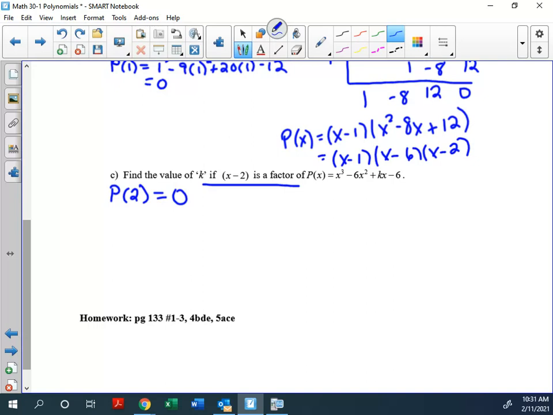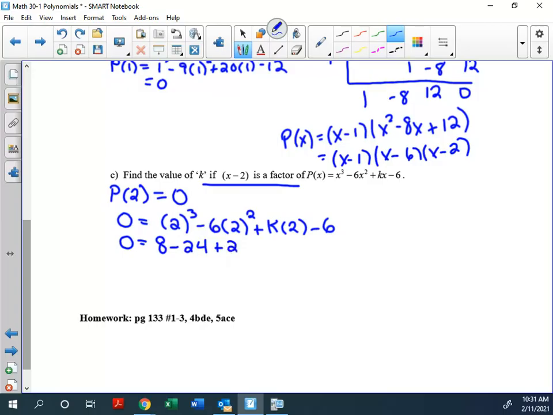All right. We know the answer when we plug in 2 for my x's. I now simply have an equation with one unknown. Okay, 8 minus 24 is negative 16. Negative 16 minus 6 is negative 22, making that positive 22, making k 11.